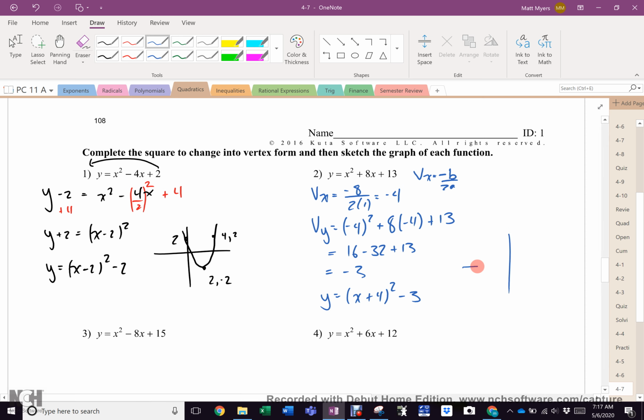Then when I graph it, negative 4, negative 3, my y-intercept is 13, so I went over there 4, so I went up 16, so I go over here 4, and I go up 16 to negative 8, 13, and there's my sketched graph.